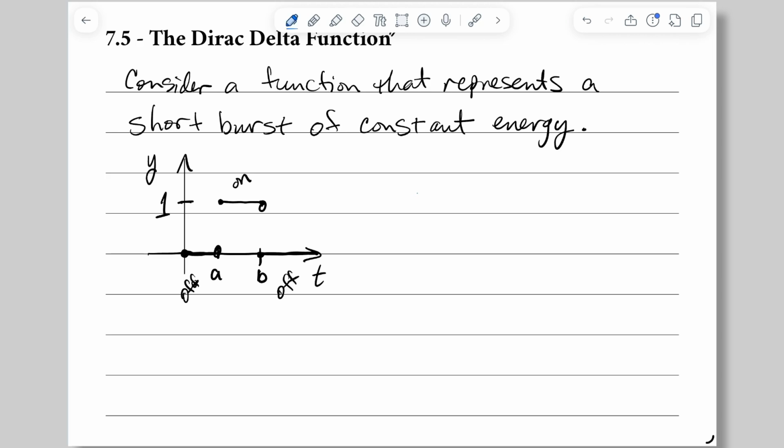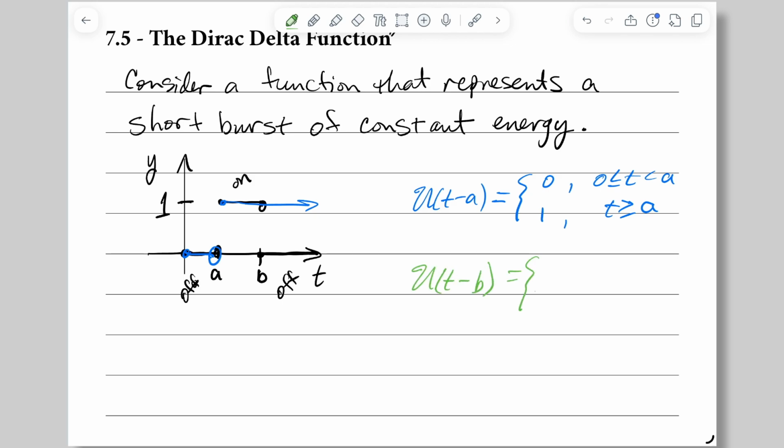This can be expressed in terms of the unit step function. The unit step function of t minus a is 0 for values of t between 0 and a, and 1 for values of t greater than or equal to a. Drawn out, it looks like that. We're going to do another instance of the unit step function, u of t minus b, which has all of the same properties except instead of a being the delineating number, it's b. And for the graph of that, we're on the t-axis between 0 and b, and then we're up at 1 after b.